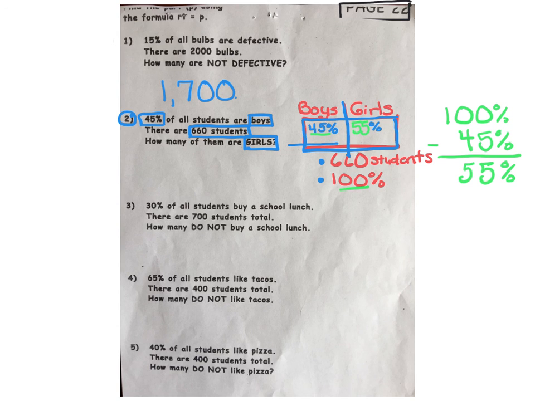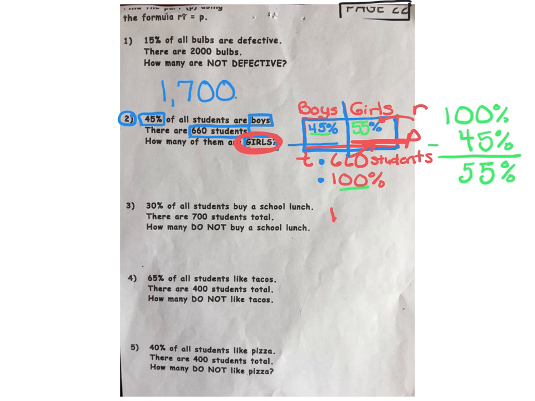Now, that's not the answer to the question. We're just filling out the tape diagram. What they really want to know is how many girls out of 660 make up this part of the bar. They don't want the rate. They want the part out of the 660 total. Is it 400 girls? Is it 200 girls? It's our job to find out the number of girls in that part of the bar.